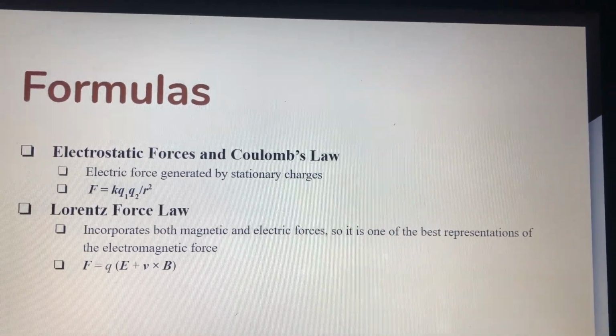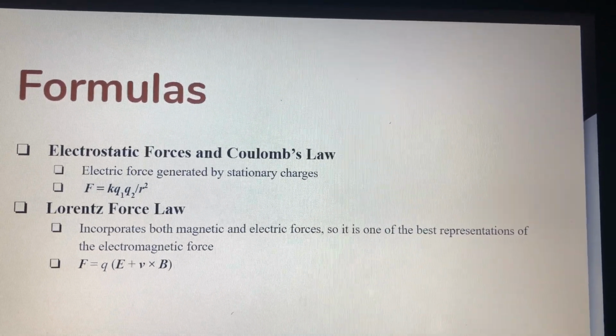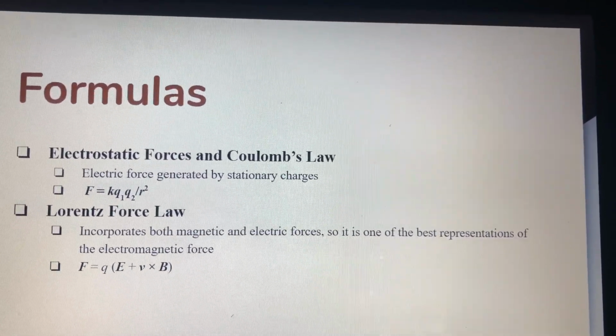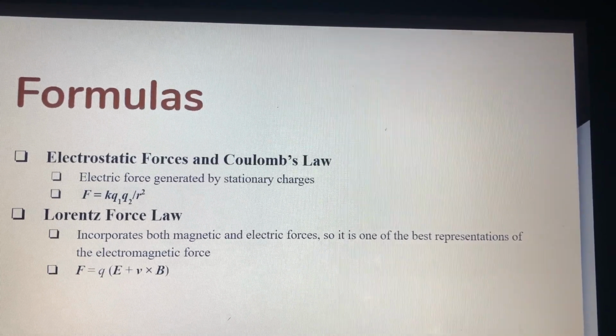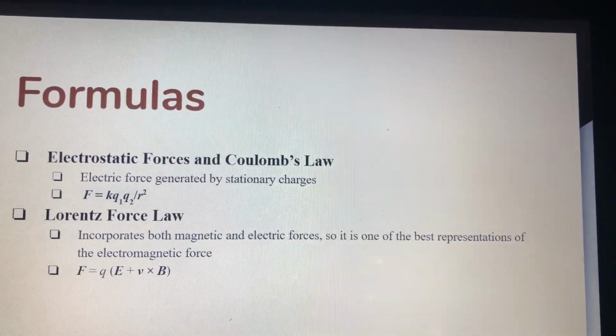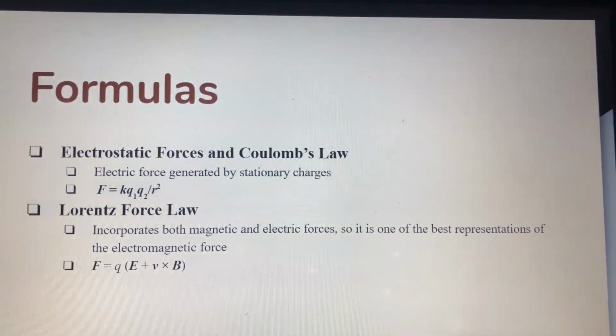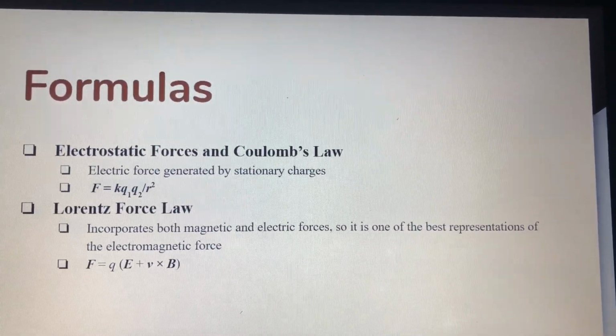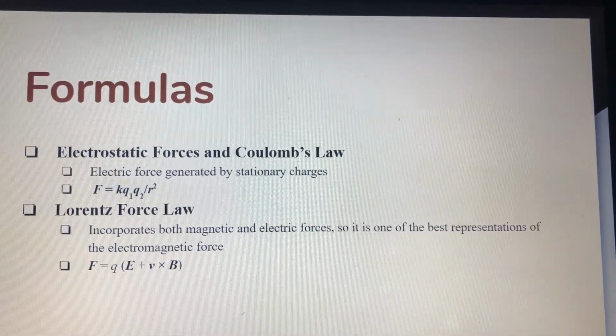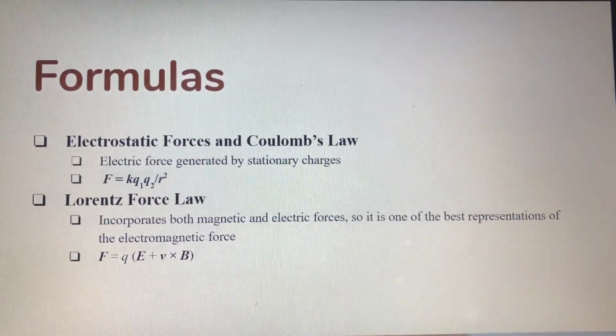The constant K has a specific value, 9 times 10 to the 9th power N·m²/C². Charge is measured in coulombs, C, and you input the sign of the charge, plus or minus, along with its strength, so that the equation has a positive value for repulsion and a negative one for attraction.